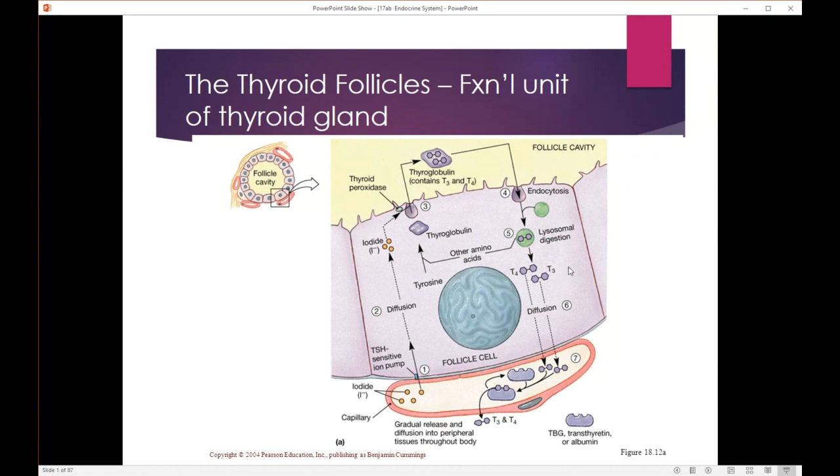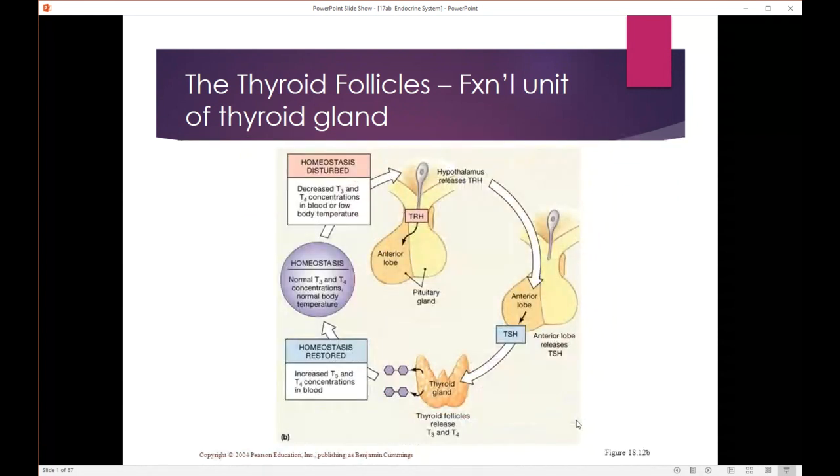And then our T4 and our T3 can diffuse out, and they are going to go into a carrier protein. It could be TBG, transthyretin, or albumin. You may have heard of albumin, or you'll hear of it soon when we talk about blood. And then that can be released into the blood system. Okay, and so here in homeostasis, we have normal T3 and T4 levels. We have a normal body temperature, all is good.